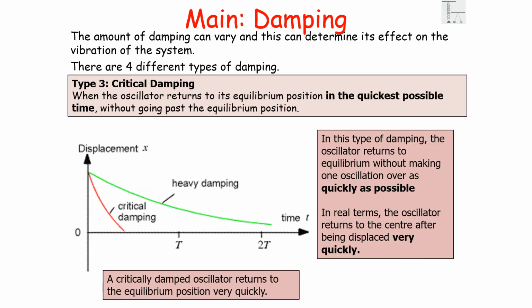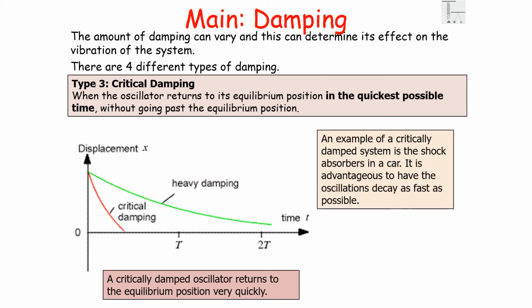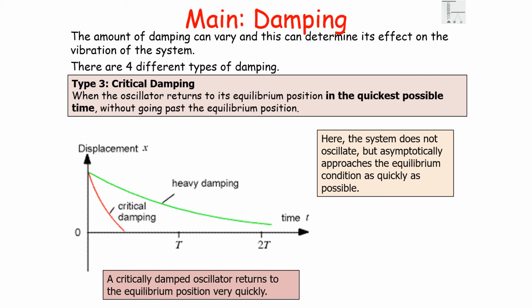The third type of damping is critical damping. This is when an oscillator returns to its equilibrium position in the quickest possible time without going past the equilibrium position. So it doesn't even make one oscillation. It returns to the center very, very quickly. So a critically damped oscillator returns to equilibrium position very quickly. The damping effect is very sudden. An example of a critically damped system is a shock absorber in a car, as it's advantageous to have the oscillations decay as fast as possible. They don't even carry out an oscillation, they just return to the equilibrium position.